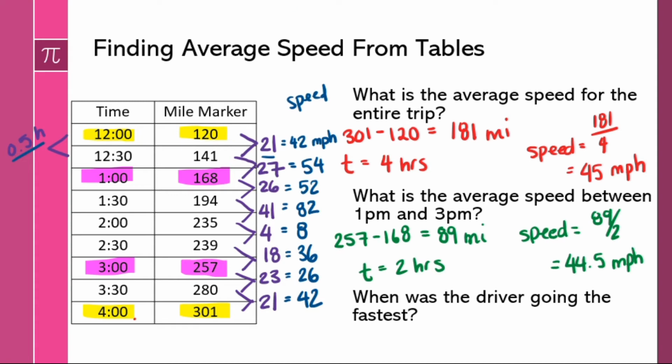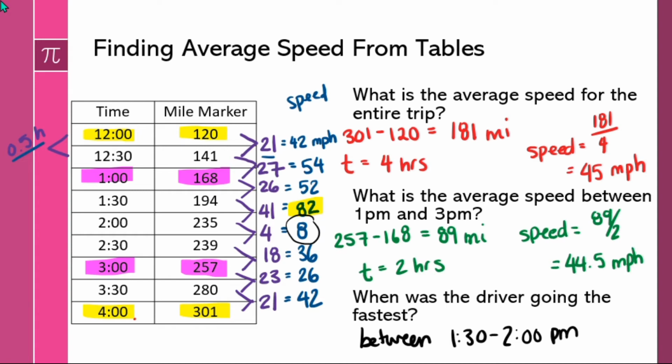And if I want to find which one's fastest, I'm just going to scroll down and look for the biggest number. I don't know what's going on here. Very lead footed. So when were you going the fastest? You were going the fastest between 1:30 and 2 p.m. How could you be going this slow after that?